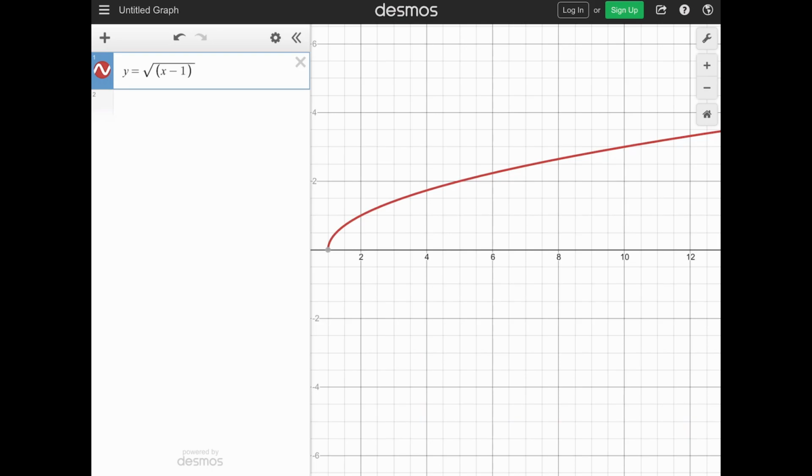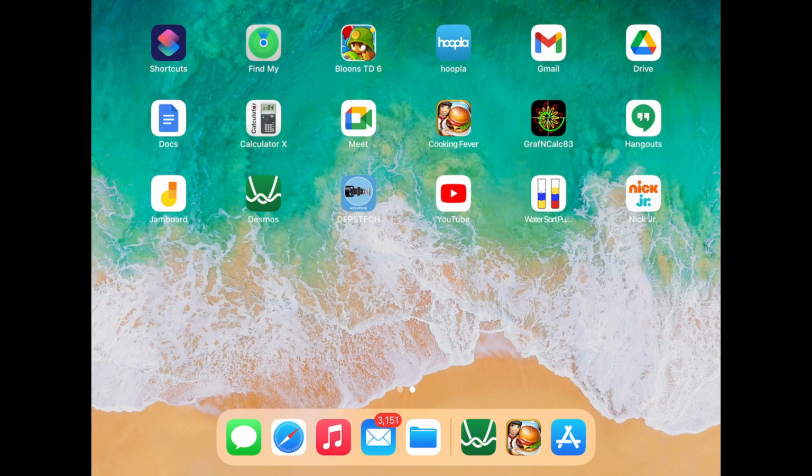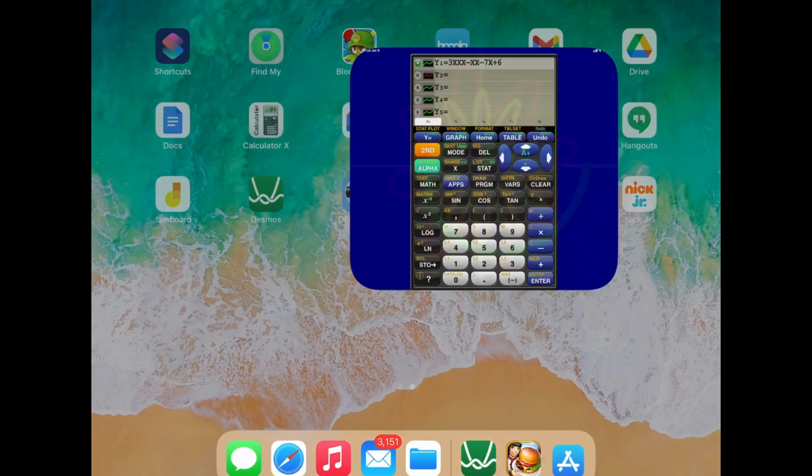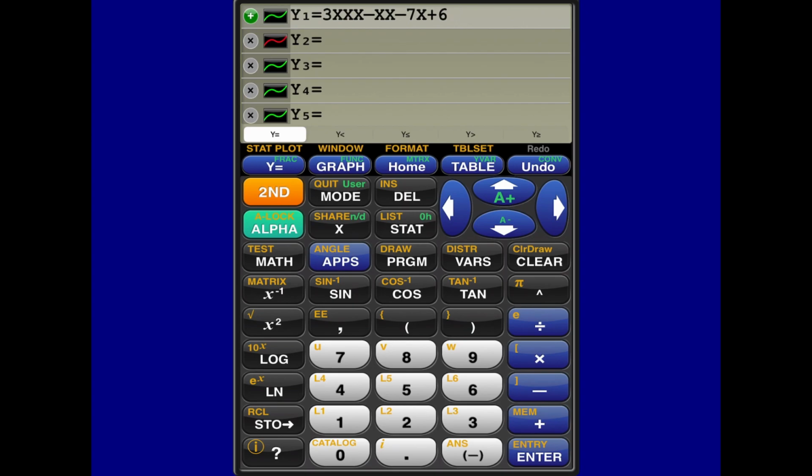Okay, let's go to a graphing calculator app. I use this one over here called Graph and Calc 83. It is free. It is on the iPad. And then I'm just going to type in. The square root button is there on the left side above the 7, but it is in orange. So I'm going to have to press second, x squared.